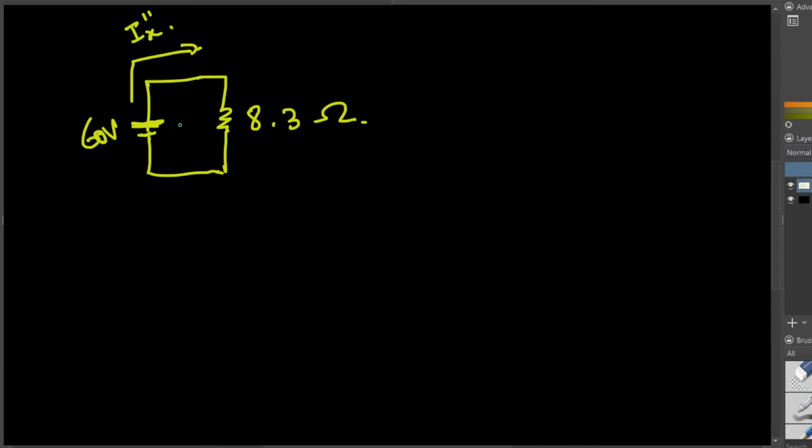I can find the I double prime X by using Ohm's law here. V is equal to I times R. Therefore I is going to be equivalent to voltage divided by the resistance, and the voltage across this circuit is 60 volts. So I double prime X is going to be equivalent to 60 volts divided by 8.3.